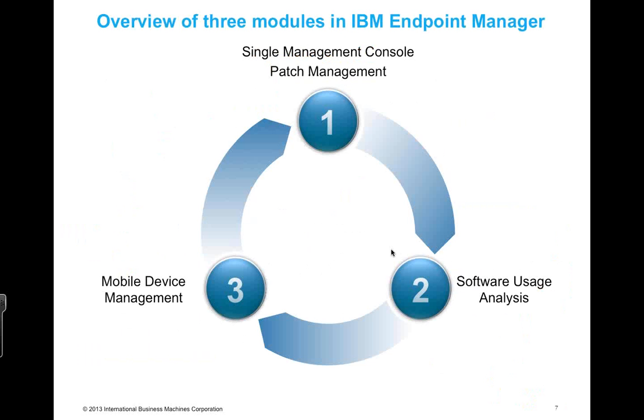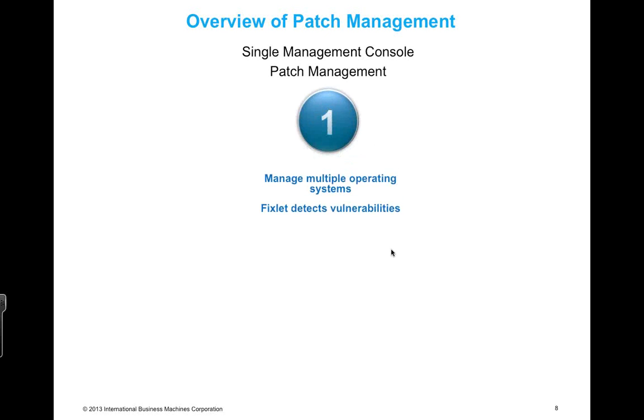So what I'll do is go into more detail into three areas of the product: patch management and a single console, software usage analysis, and mobile device management. So the first area, patch management, what we'll describe here is that with the console, we can see a range of different operating system types, and I'll delve into a little bit more detail in terms of what a fixlet is so you can understand what that looks like.